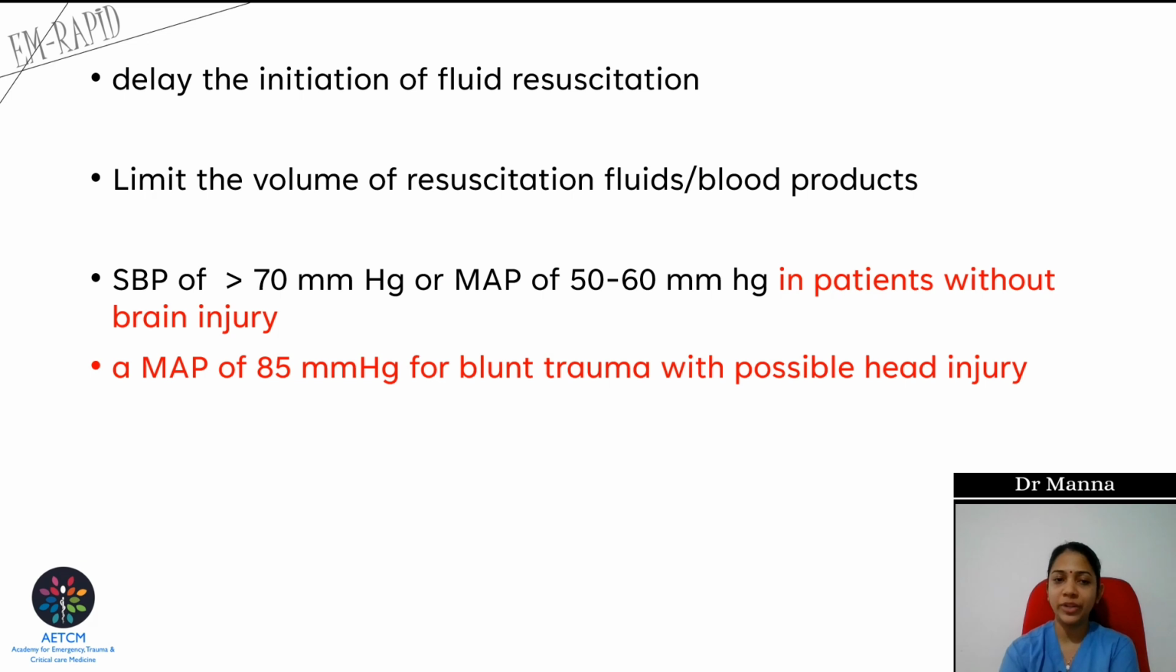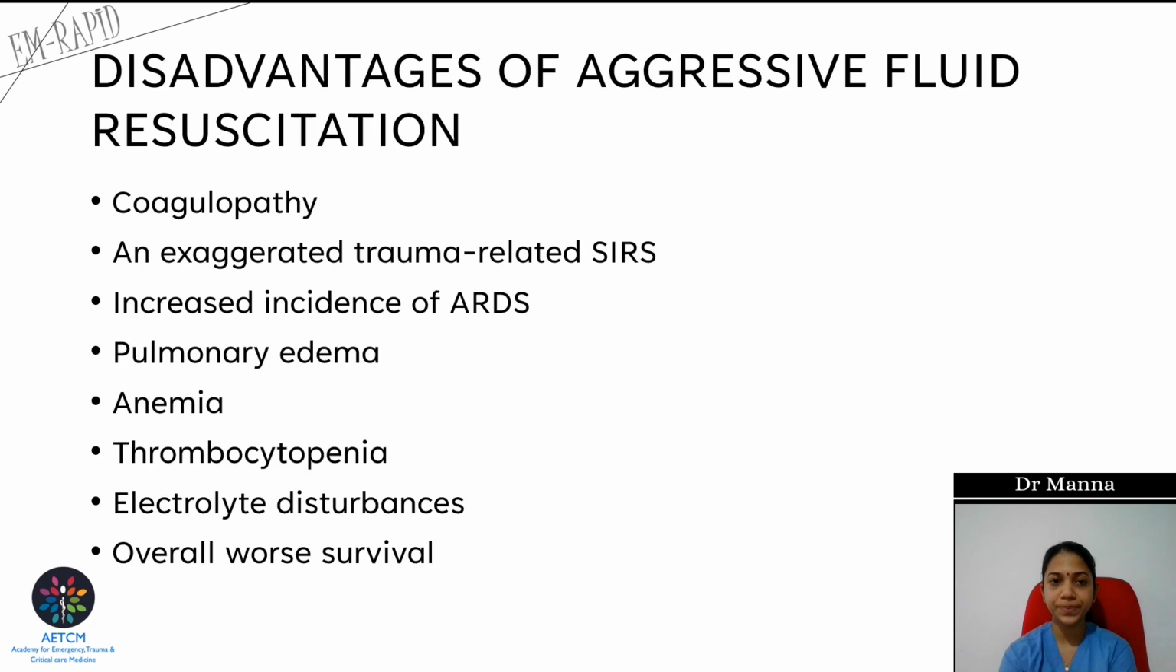So balanced resuscitation is not used in a patient with brain injury. In a patient without brain injury, we will be targeting a lower MAP so that the organs will get perfused. Note that balanced resuscitation is contraindicated in case of a traumatic brain injury, and we will be doing it only if the patient does not have a traumatic brain injury, and by doing this we will be targeting a MAP of 50 to 60 millimeters of mercury.